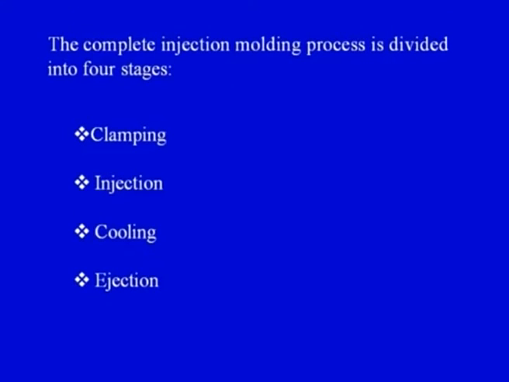So the four important stages are closing of the die, injection of the plastic into the mold cavity, cooling of the final product inside the mold cavity, and finally the ejection of the final product from the mold cavity. So these are the four important stages in the injection molding process.